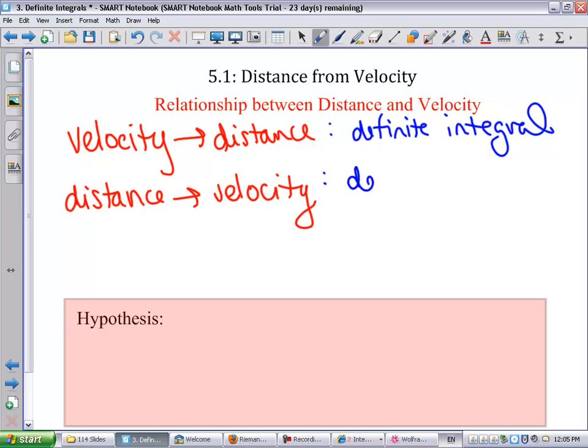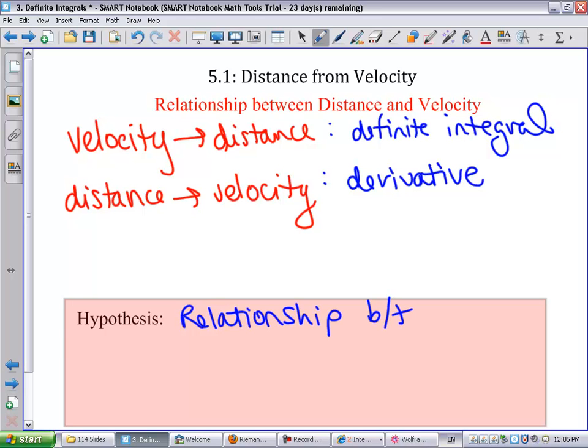You take a derivative, right? The derivative is the rate of change. It's the speed that something's happening at. So this is kind of interesting. It leads us to wonder, to make the hypothesis, maybe there's a relationship between derivatives and integrals.